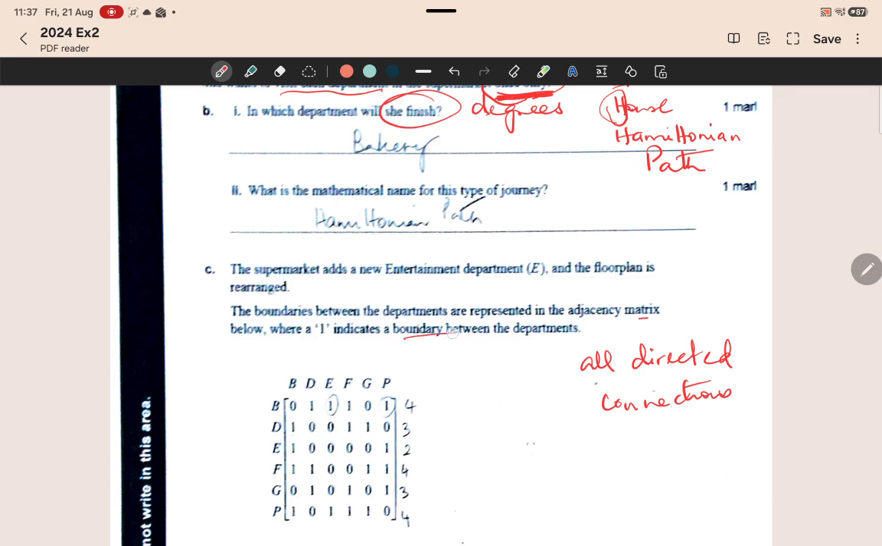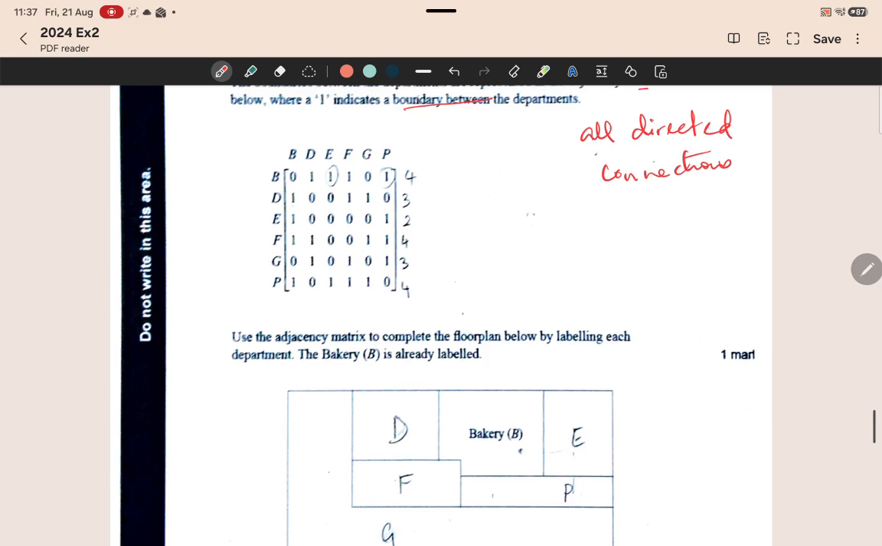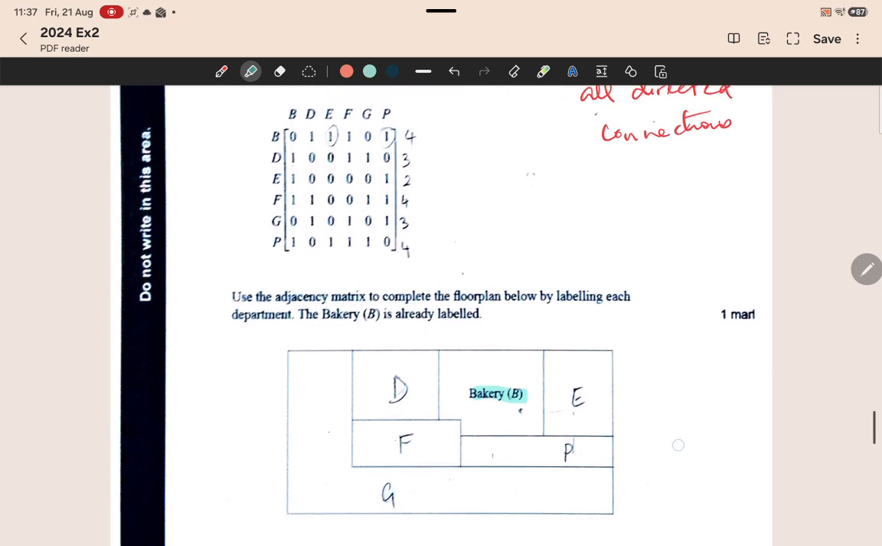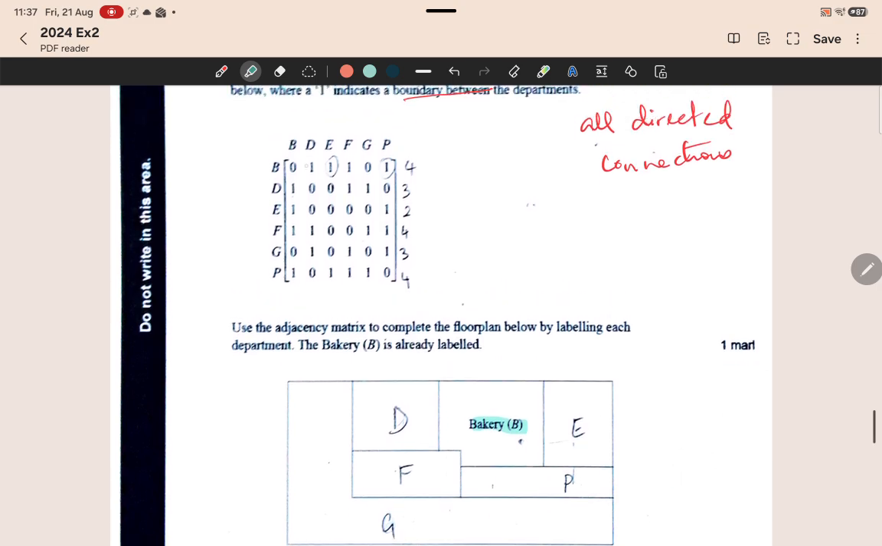And a 1 indicates a boundary between the departments. Now the question is, using the adjacency matrix, complete the floor plan below by labeling each department. The bakery is already labeled. Now this took a little time actually, and what I did was I added up each of the rows, and that would give me the degree of each of the vertices.